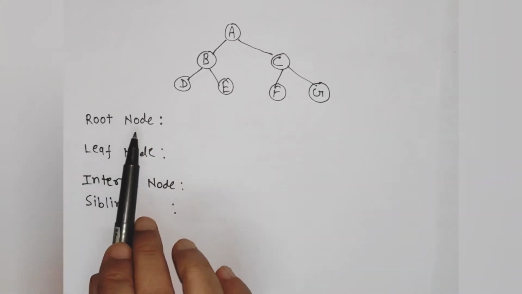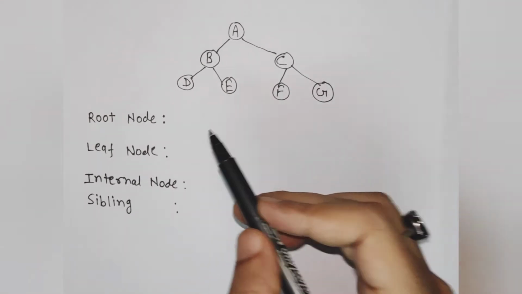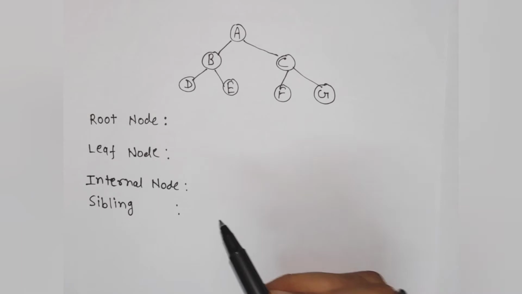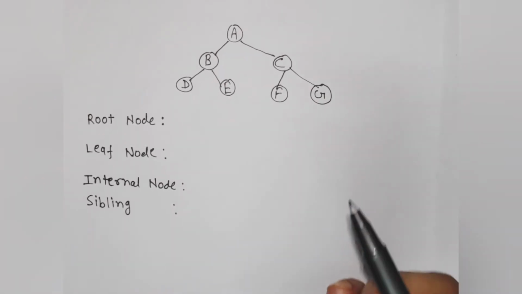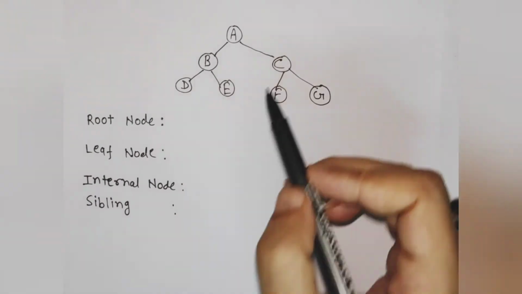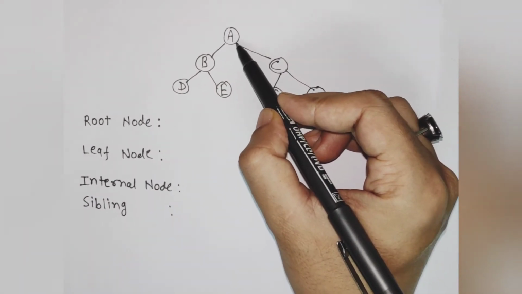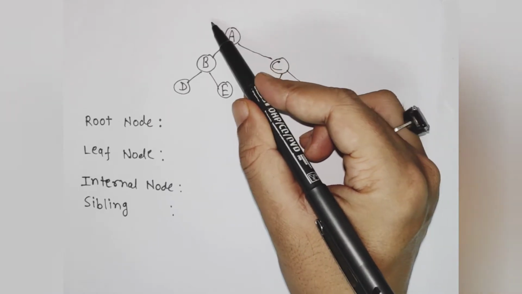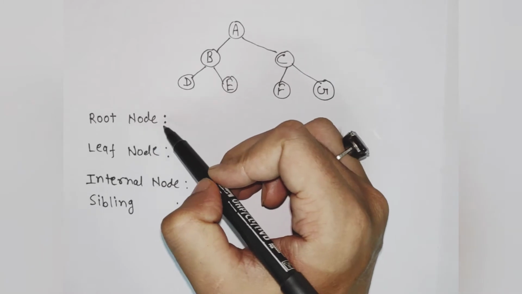First is root node. So what is root node? A node for which there is no parent element is called root node. It means no node is pointing to that node. So in this tree we can find that A is our root node because no other element is pointing to A. So our root node is A.